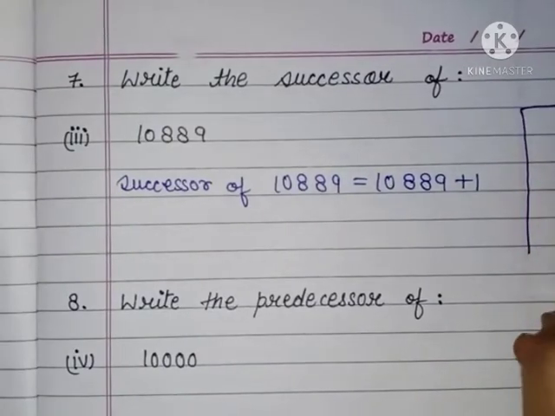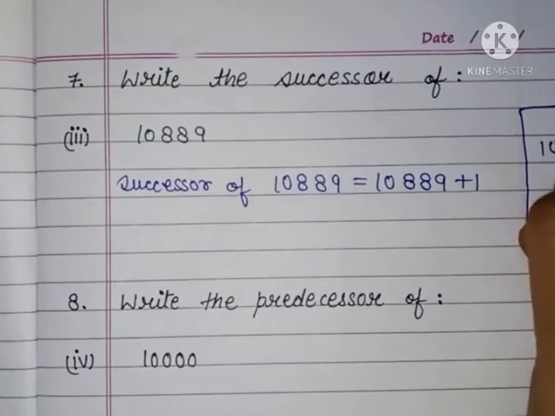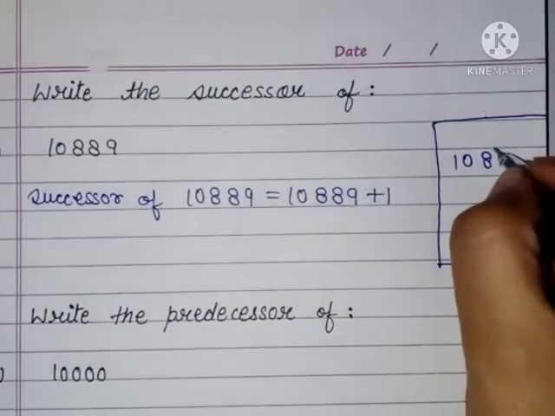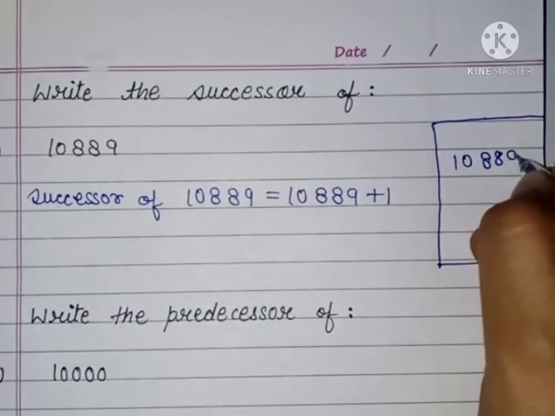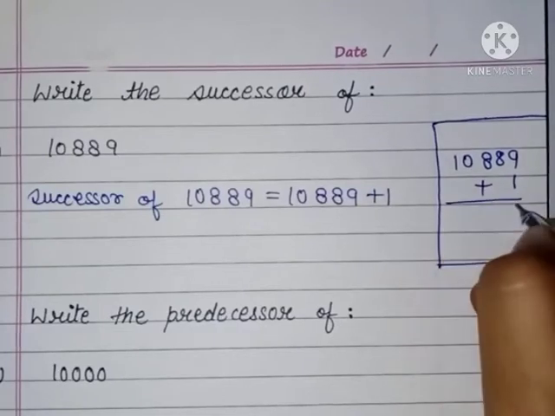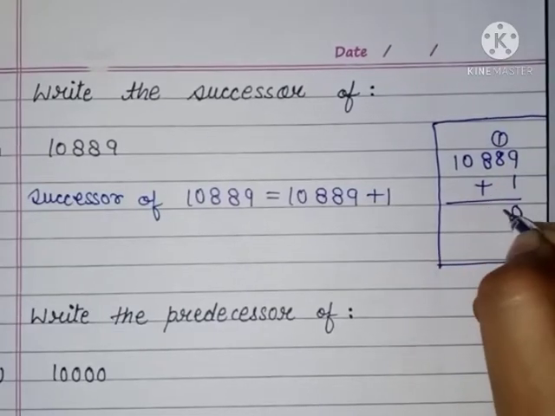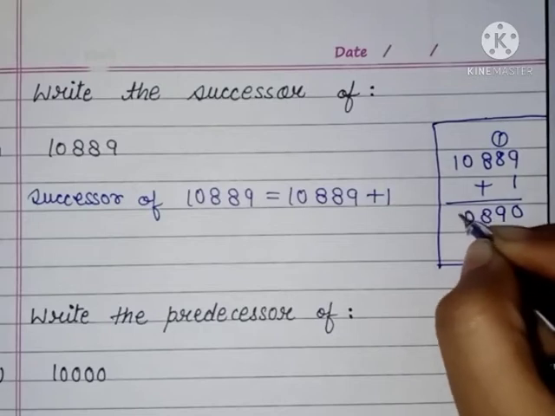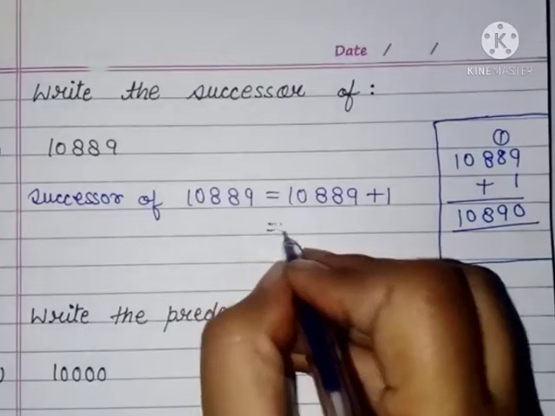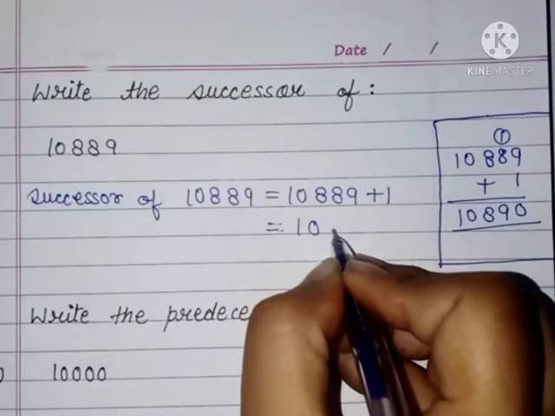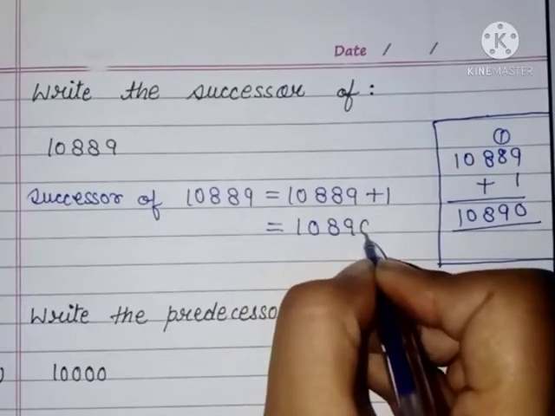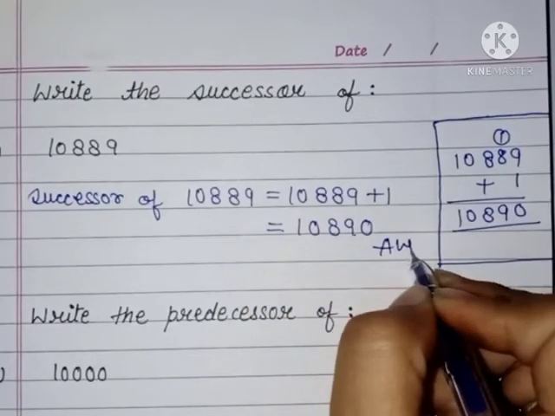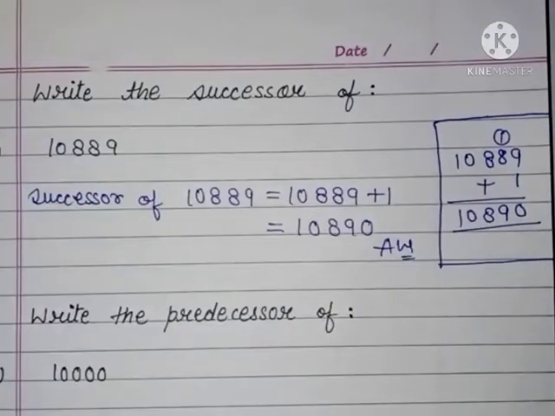10,889 plus 1. 9 plus 1, 10. 8 plus 1, 9. 8, 0, 1. So this is 10,890. So this is the successor of the given number.